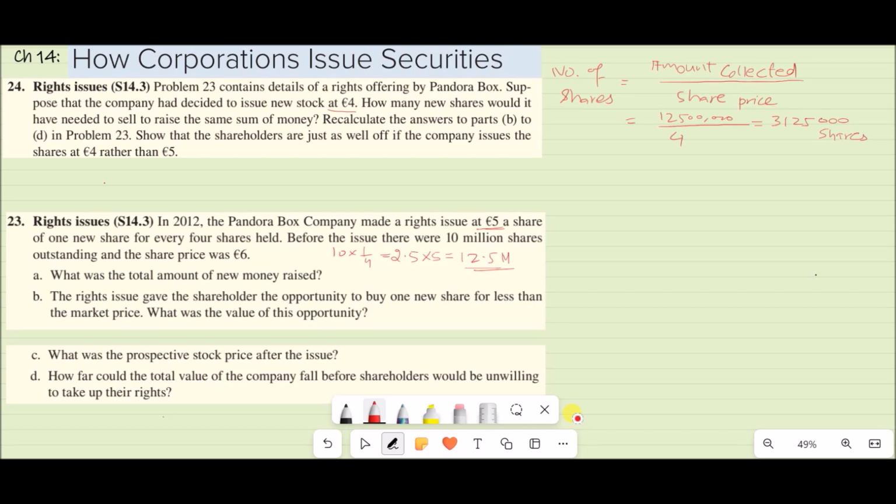So in problem 23, part B says the right issue gives the shareholders the opportunity to buy one new share for less than the market price. What was the value of this opportunity? So the value of opportunity is equal to the share price or current share price minus the right issue price.